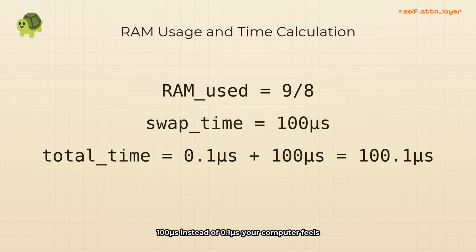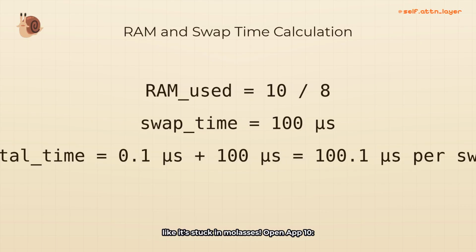That swap takes 100 microseconds instead of 0.1 microseconds. Your computer feels like it's stuck in molasses. Open App 10. RAM is still full, so another swap happens. Now every new app forces a slow swap. Your computer slows to a crawl.